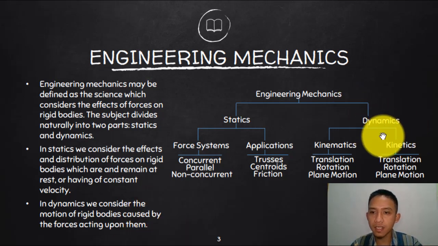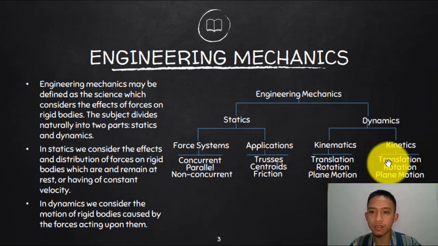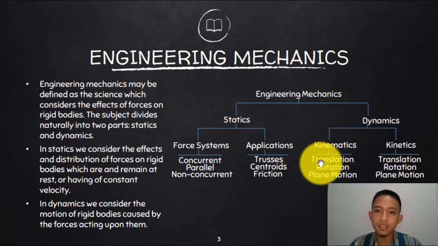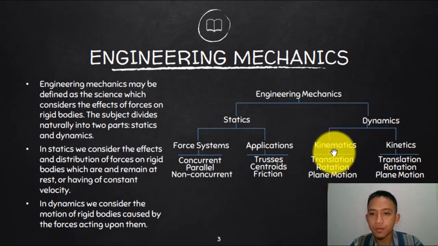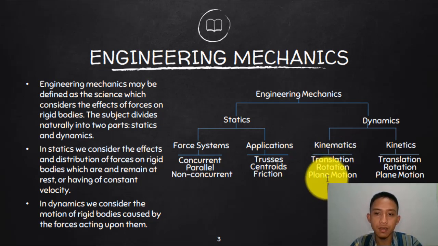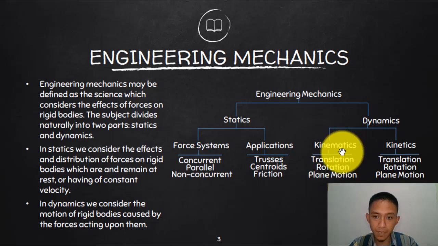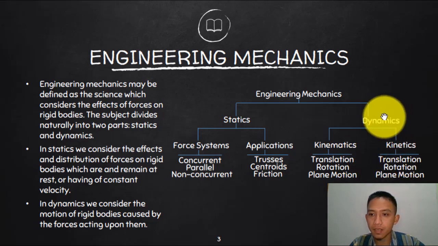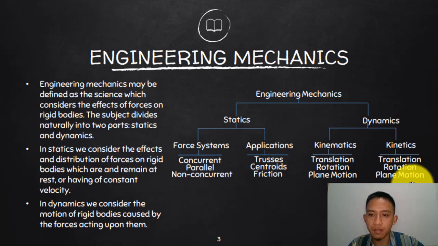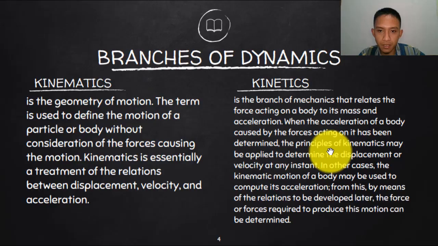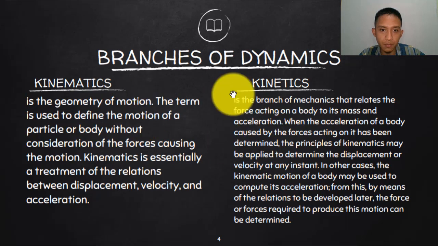Under dynamics, since that is our subject, we will now focus on this. It is subdivided into two branches, kinematics and kinetics. Kinematics deals with translation, rotation, or plane motion. We will define this later on the next slide. And then kinetics also refers to translation, rotation, and plane motion. Here I will define what kinematics and kinetics are.